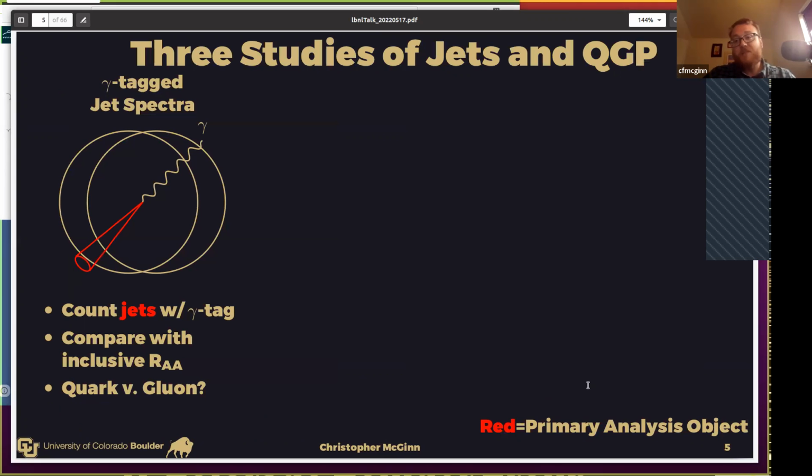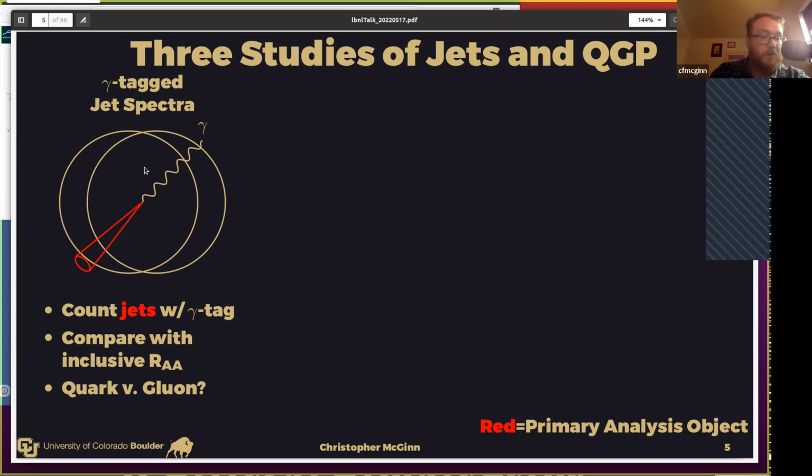Okay, so that's jet quenching as it first came out of the LHC, an observation of this enhanced asymmetry. I'm going to talk about three more recent studies our group has done that also explore jet quenching and try to tackle specific open questions in the study of jets in QGP. So the first result I'm going to discuss is gamma-tagged jet spectra.